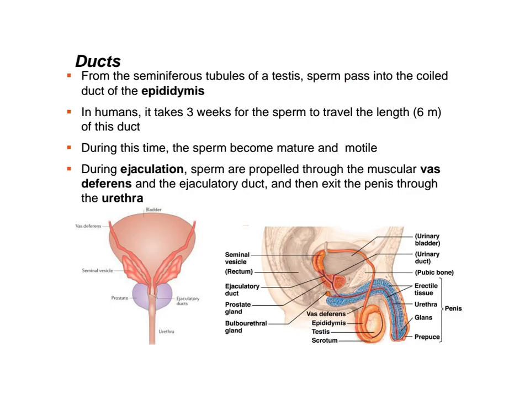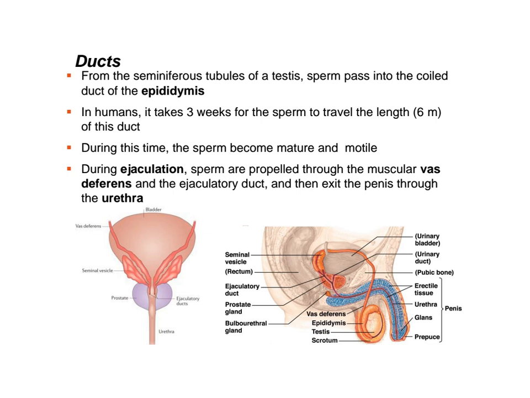From the seminiferous tubules of the testis, sperm pass into the coiled duct of the epididymis. In humans, the total time for production of a sperm cell is 7 weeks. 3 weeks of this time is spent traveling the length of the epididymis, which is about 6 meters. During this time, the sperm become mature and motile.